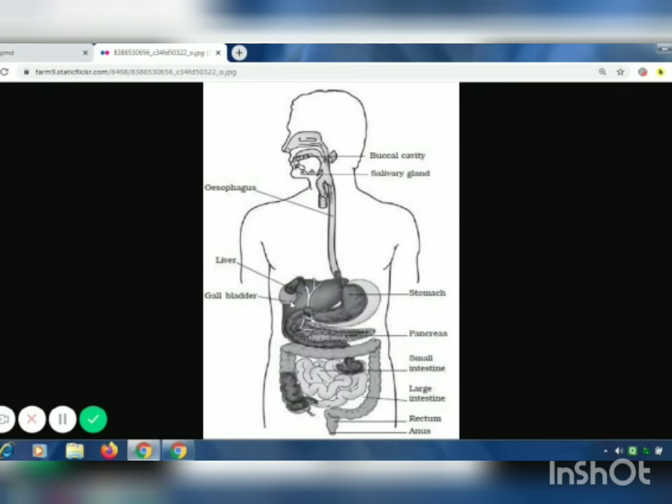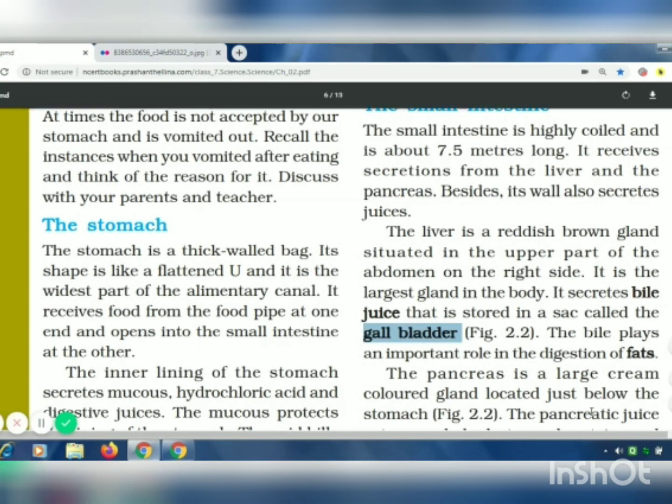So where is it? This is the gallbladder, where this bile juice secreted by the liver is being stored. The bile plays an important role in the digestion of fat. So the bile juice that is secreted by the liver is helpful in breaking down the fat that is present in the food into simpler forms.